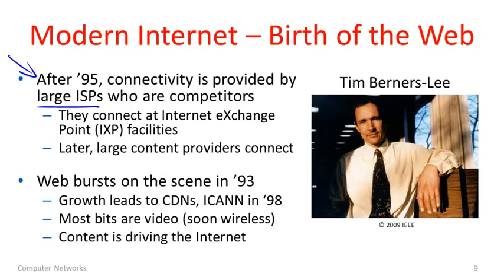And the way we're making sure that packets get everywhere is that all of these different large players interconnect at IXPs, Internet Exchange Points, so that they're able to exchange traffic and get it anywhere on the internet. And later, large content providers also come along and connect into these IXPs, so that they can distribute content all over the internet. So that's one change, the way we route across the internet and the architecture of the internet.